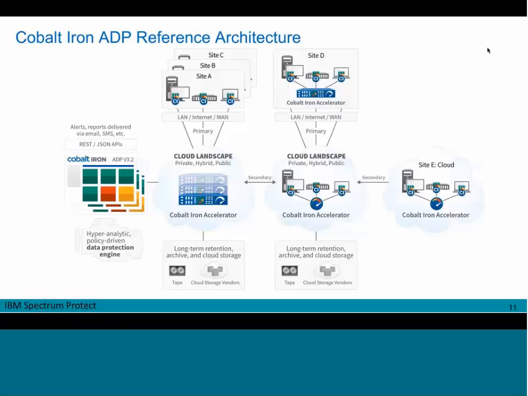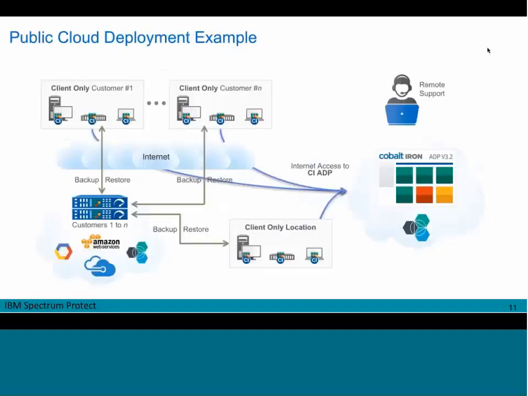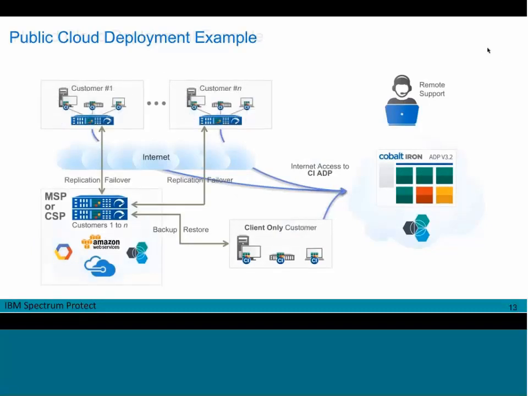Go on to the next chart, it starts talking about the different cloud deployments. You could do a public cloud deployment. On the next chart, probably more common is the hybrid cloud, where you have an on-premise accelerator. It can be very, very small. And then you have replication to a Spectrum Protect accelerator in a public cloud or another data center.